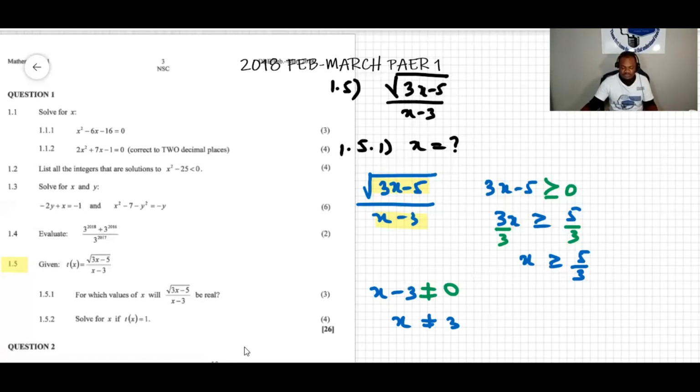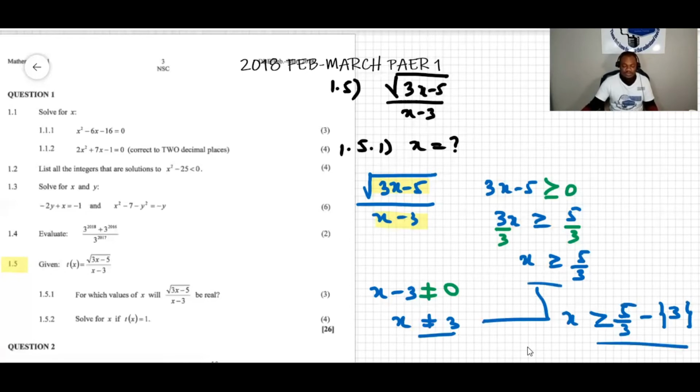Sometimes we can write the two conditions as x is an element of the interval from 5 over 3, greater or equal, minus the element 3. It can also be written like that. So you can write it like this and that, or write it like this.